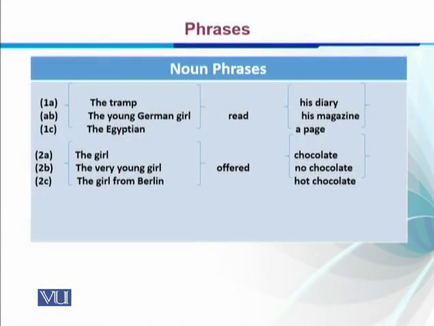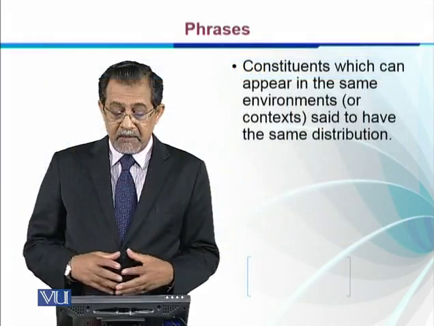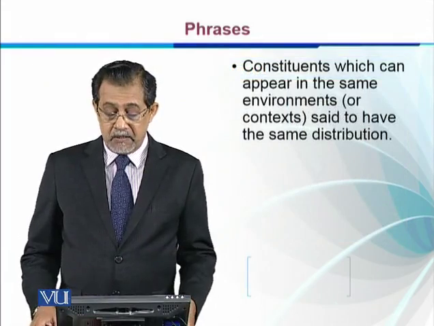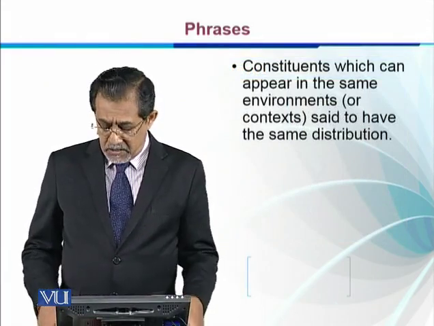read the diary. The German girl read his diary. The Egyptian read his diary. With noun phrases, we can replace them, or we can say the tramp read, the German girl read, the Egyptian read, or read his diary, read his magazine, read a page, etc. Similarly, in the second sentence, we can replace all the noun phrases with other noun phrases. So constituents which can appear in the same environments or contexts are said to have the same distribution. So that's why we call them noun phrases.